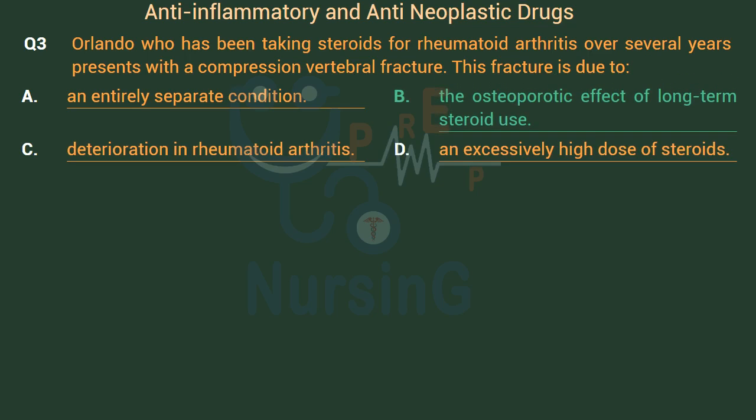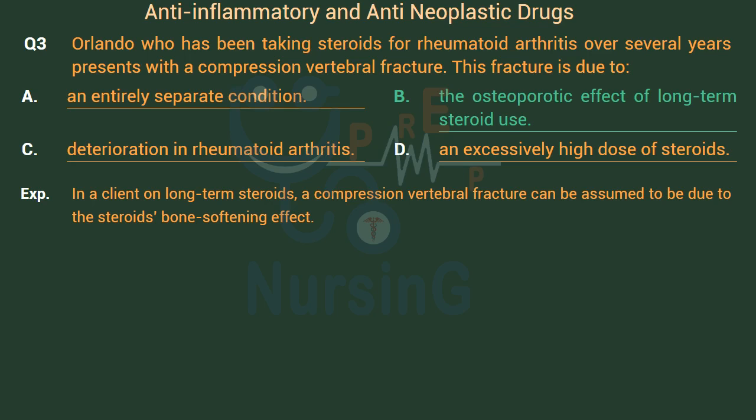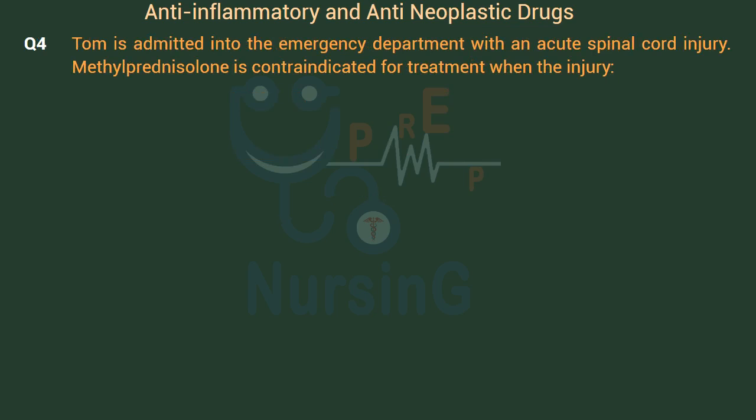The osteoporotic effect of long-term steroid use. In a client on long-term steroids, a compression vertebral fracture can be assumed to be due to the steroids' bone softening effect. Tom is admitted into the emergency department with an acute spinal cord injury.